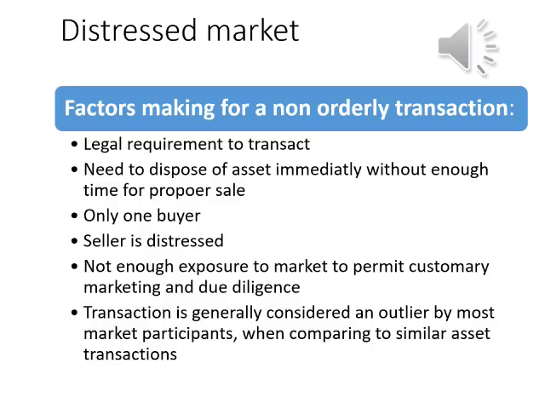For example, if one has a put and call arrangement, there's only one buyer, that buyer knows it, and therefore could have more leverage over the price. The seller is distressed, so the company is not distressed, but one of the shareholders is personally distressed for some reason, and that may also be non-orderly. Not enough exposure to the market to permit customary marketing and due diligence. It could be that the asset requires a lot more time because it's customary to do a certain amount of marketing and this isn't possible. Or finally, the transaction is generally considered an outlier by most market participants when compared to similar transactions, which would suggest there's something going on in the circumstances of this transaction which makes it non-orderly.